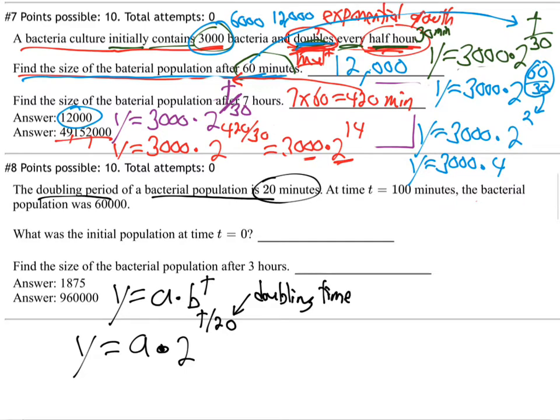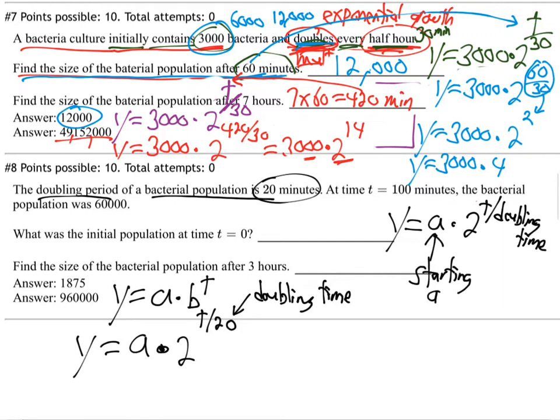So that's the general setup. We always go y equals a times 2 to the t over doubling time. And the a is the starting amount. So that's how we do the doubling. Y equals a times 2 to the t divided by doubling time. So y equals a times 2 to the t over 20 power.